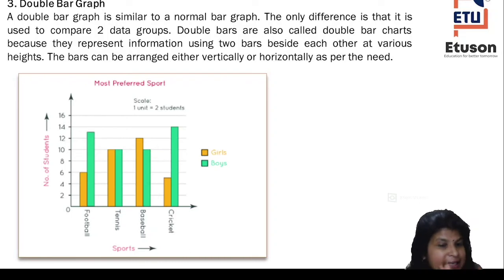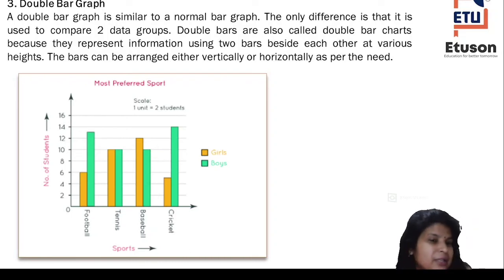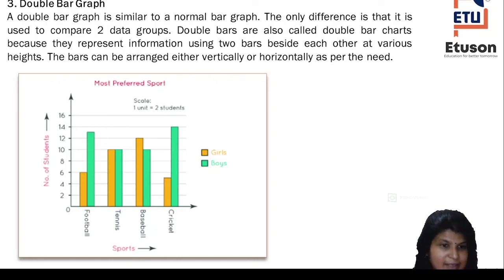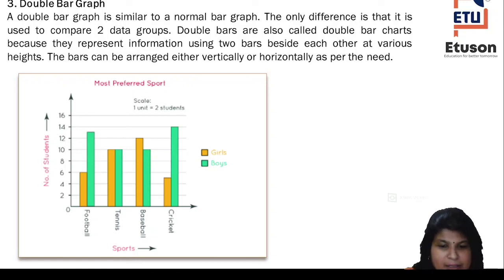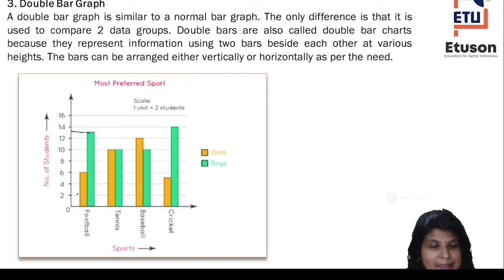Now from this graph, as you can see each place, that is each sport, football, tennis, baseball, cricket, these are all categories. In football, how many boys are liking it? It is almost 13 into 2, that is 26. Correct or not? How many girls? 6 into 2, that is 12. Correct? So here basically there are two bar graphs adjacent to each other which can give you the comparison between the sports liked by boys and girls.